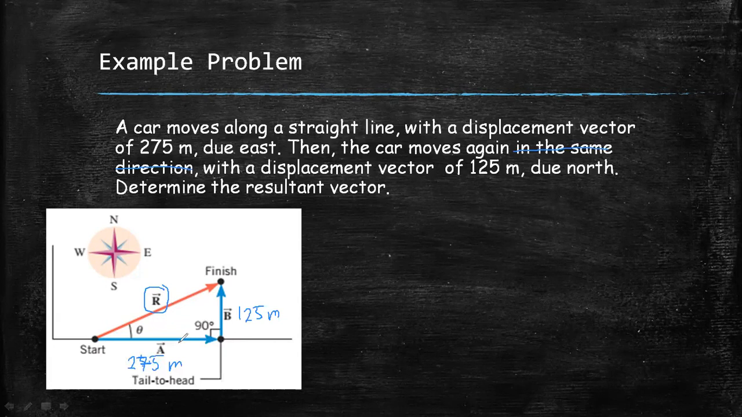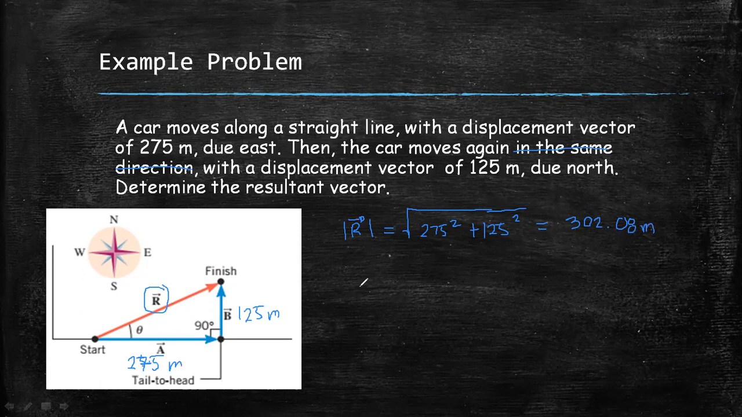So we can see now, we have two sides given, 275 and 125 meters. We can solve now directly for the magnitude of R. The magnitude of vector R, using the Pythagorean theorem, is the square root of 275 meters squared plus 125 meters squared. Therefore, the magnitude of vector R is 302.08 meters.